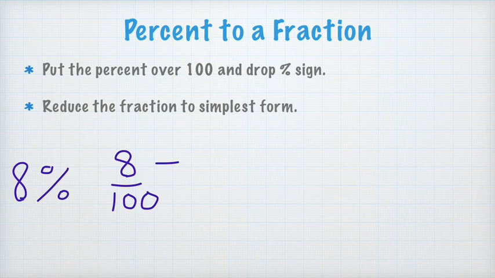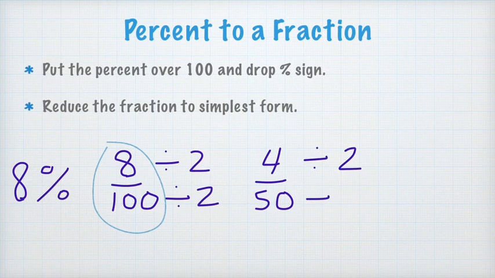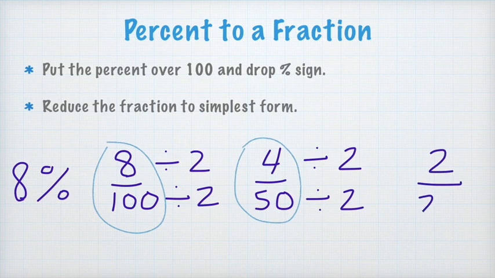Start by dividing the top and the bottom by 2 if you can. So 8 divided by 2 is 4, and 100 divided by 2 is 50. So 4 over 50 is an equivalent fraction. If you can reduce it again, divide by 2, the top and the bottom. So 4 divided by 2 is 2, and 50 divided by 2 is 25. So 2/25 is also 8%.